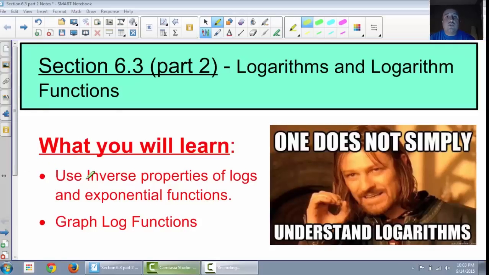All right, welcome to the second part of section 6.3. This is where we're going to finish up section 6.3. Back to what you will learn: we're going to learn to use inverse properties of logs and exponential functions. So we'll learn about what that is, and then at the very end we'll learn how to graph log functions, which once again we're just going to use an input table, and it should be fairly straightforward.